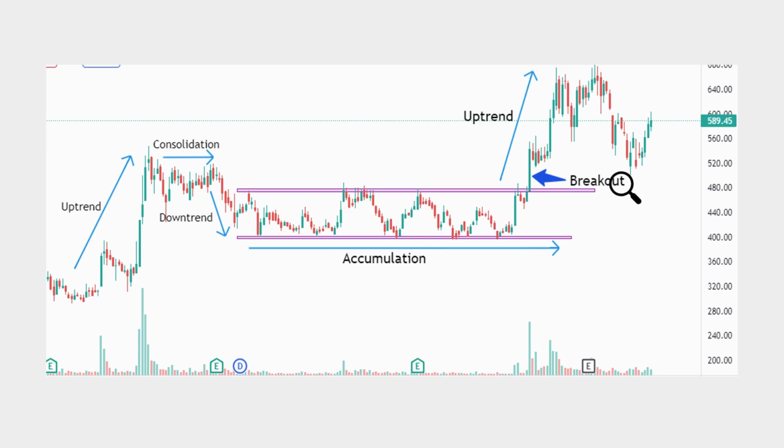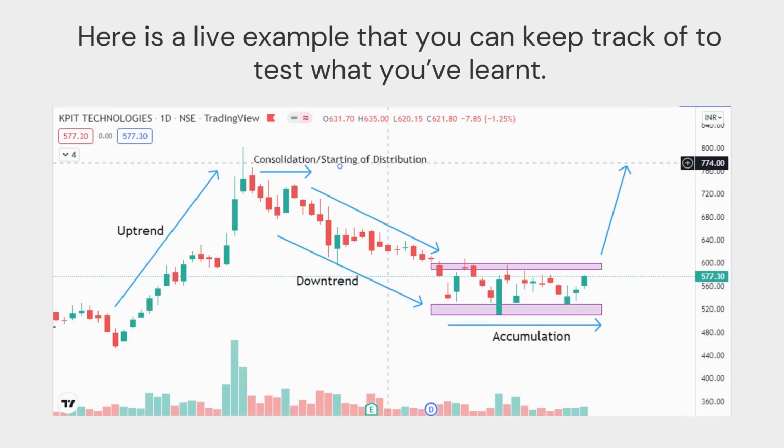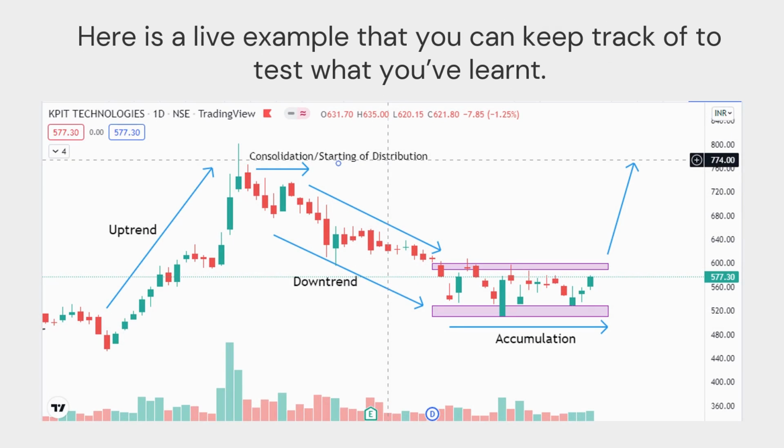You just need a basic understanding of the market cycle and the trends. The same concept can be applied to multiple time frames across different asset classes. Lastly, here's a live example that you can keep a track of to test what you have learned. This is the chart of KPIT Technologies, and we see that KPIT Technologies is in the accumulation phase. Please note that the screenshot was taken on the 9th of March, so the prices may vary.